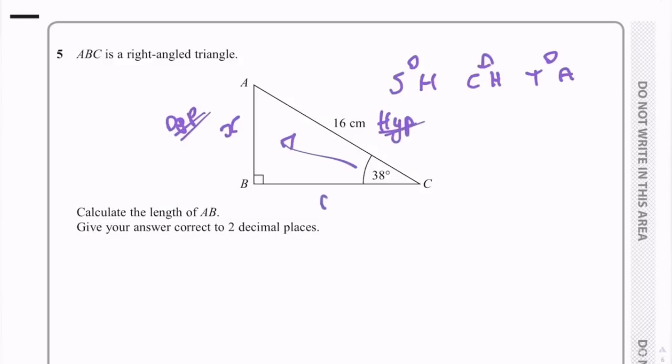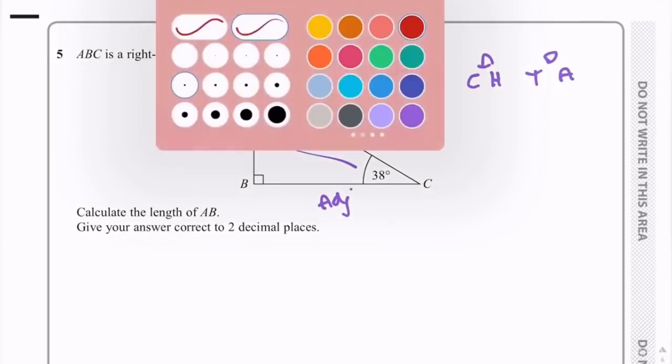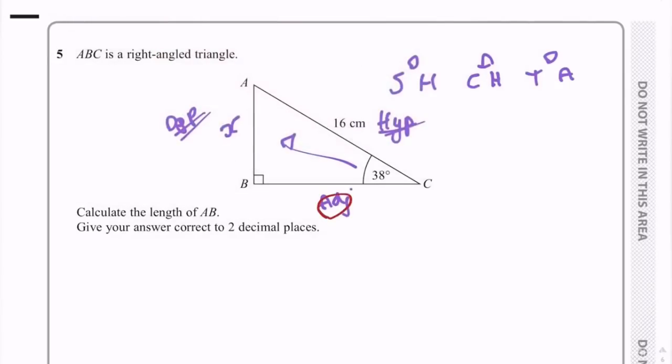Okay, so this side down here is the adjacent side, but we don't need to use that, because we're looking for the opposite side. We've been given the hypotenuse, so I don't need to worry about this adjacent side. So I'm looking for my formula triangle that has the O and the H in, and that is your sine formula triangle. So I'm going to use this one.